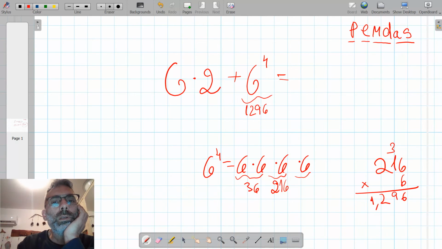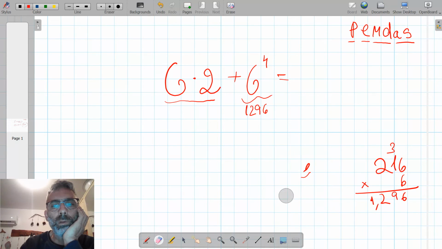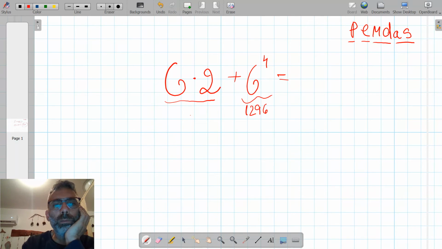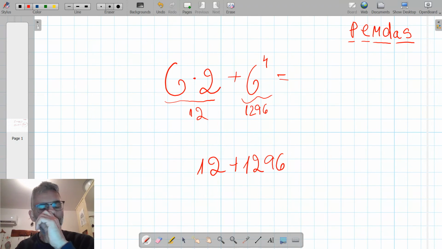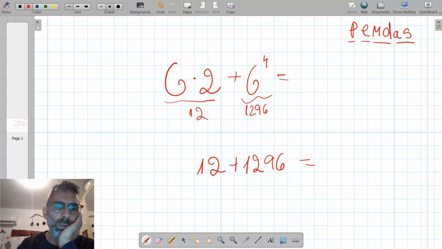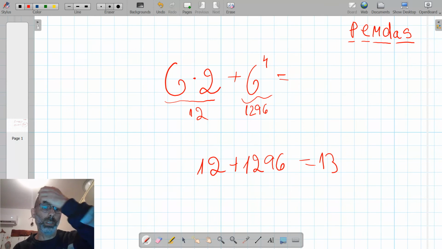Then I evaluate the multiplication first. So 6 times 2 is 12. So it's 12 plus 1296. Okay. 1300.